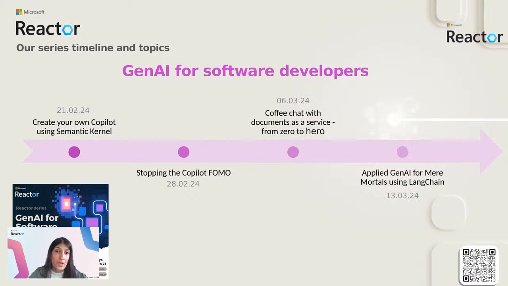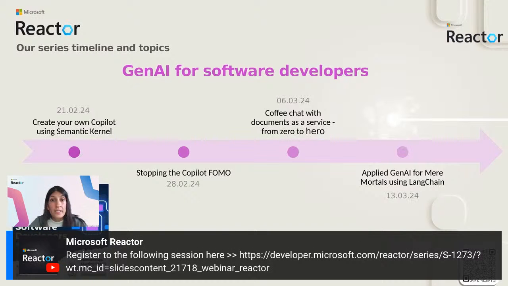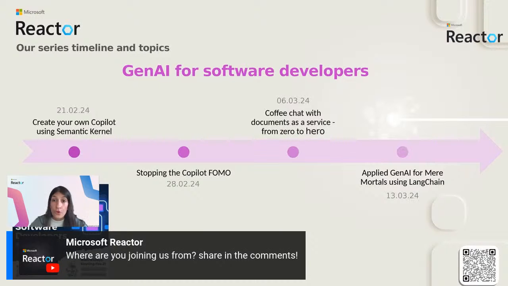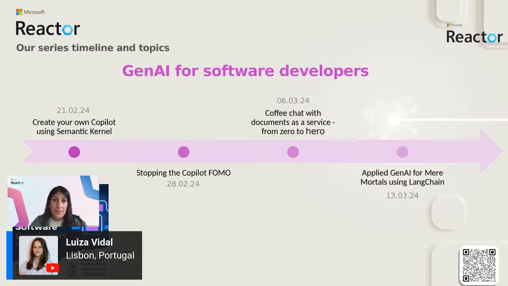Today's session is going to focus on how to create your own Copilot using Semantic Kernel. The second session next week is going to be about Copilot. The next one is Documents as a Service, and then the last one will be on LangChain. This is the first part of this series. We are going to continue this series again next month, but so far we have those 4 confirmed events. So hope you enjoy today's session and make sure you sign up for the next session next week, at the same time, same day.